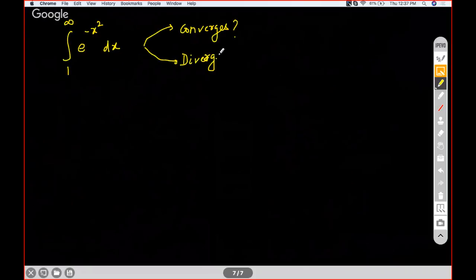Next question. Determine whether or not this converges or diverges. Which option? This is not of the form 1 by x cube. You may not get all the functions of the form that we discussed so far. That is actually helpful in many cases, but not all cases.